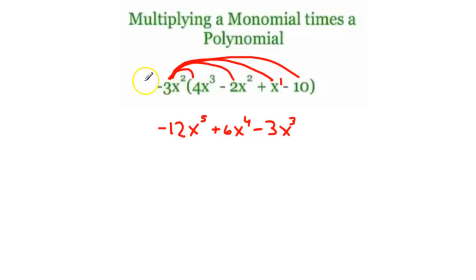cubed. And the last one, negative 3x squared times negative 10, it will be a positive. Negative 3 times negative 10 is 30. X squared, there is no x over here, it's really x to the 0 power. 0 plus 2 is just 2, so it is x squared. Perfect. Good way to start.